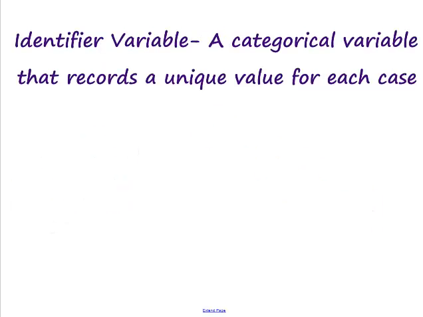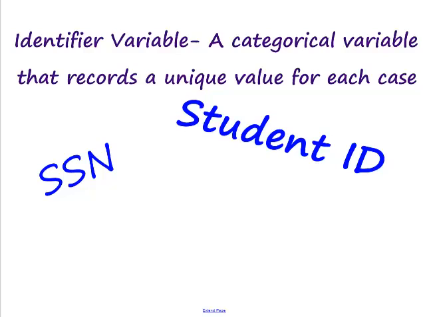The next one is an identifier variable, a categorical variable that records a unique value for each case, used to name or identify it. So an example of this might be a person's social security number, their student ID number, or if you're ordering something from a company, your customer ID number.